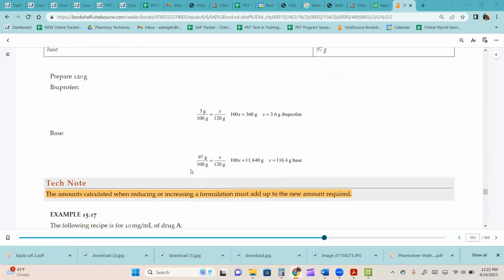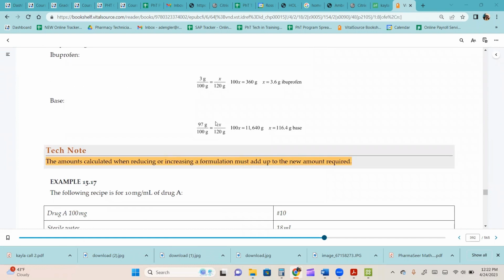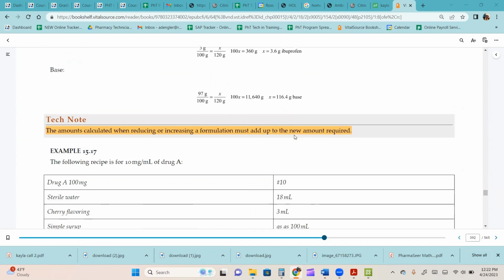Then down here on the base, you are going to get 97 grams over 100 grams is equal to X over 120. You'll get 100X is equal to 97 times 120, which gives you 11,640, which means that if you solve for X, you're going to get 116.4 grams.